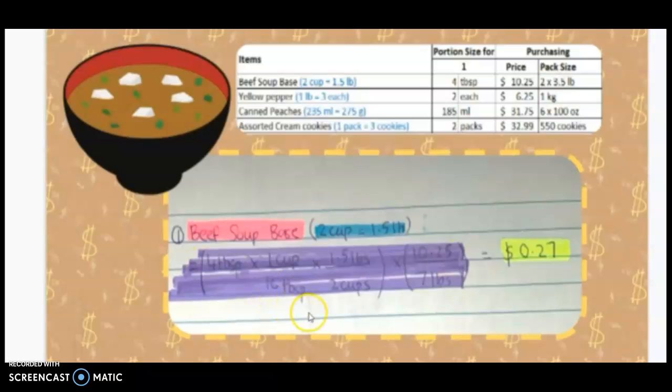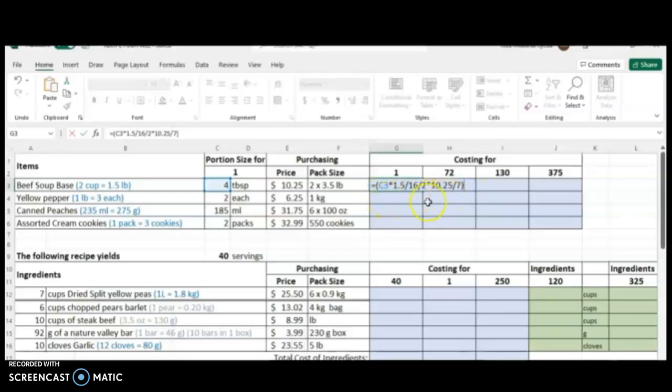When I put this into my calculator, 4 times 1.5 divided by 16 divided by 2, I got 27 cents as my answer. Let's put that on Excel and see what we get. When I put in my calculation, this is what my equation looks like: 4 times 1.5 divided by 16 divided by 2 times 10.25 divided by 7, and when I press enter, I get 27 cents. Let's move on to the next ingredient.